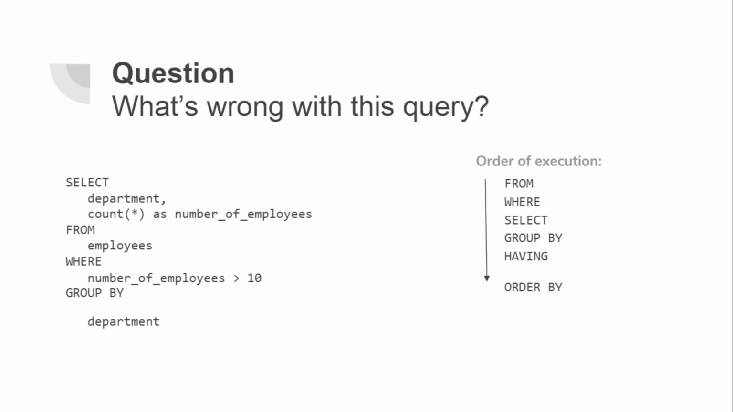Exactly. Select is evaluated after where. We should use having. Exactly. So if you keep in mind the order of execution, we try to apply a condition on the number of employees, which is generated by the group by, but we are trying to do that in the wrong place, because when where is evaluated, we don't have the number of employees yet, because this is calculated by the group by.